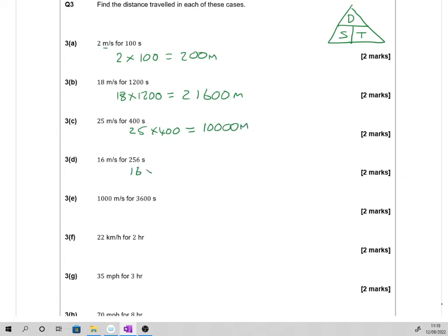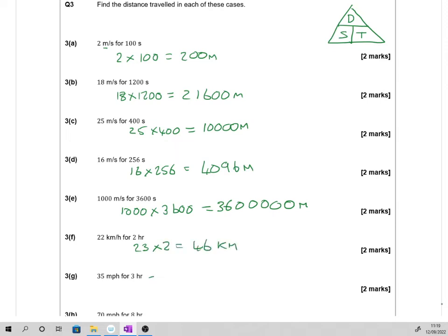16 times 256 is 4096 meters. 1000 times 3600 equals 36 with a ton of noughts on the end. 1, 2, 3, 4, 5 zeros, meters. 23 times 2, which is 46 kilometers this time. 35 times 3, which is 105 miles.